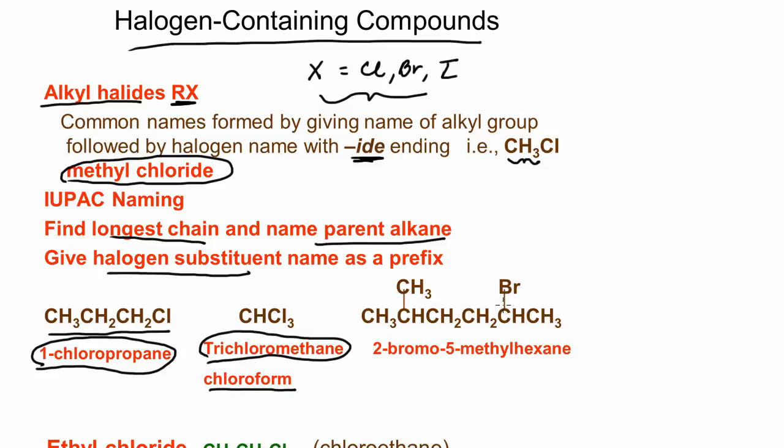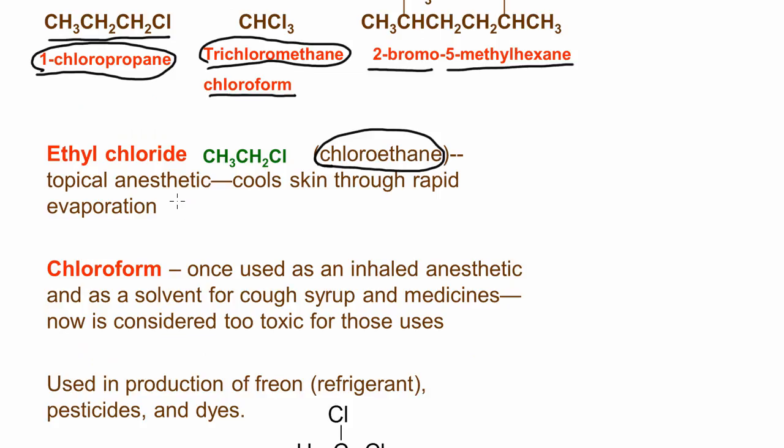Here we have one that's a little more complicated. So we would go ahead and start numbering, and we have 1, 2, 3, 4, 5, 6, and we have the bromine on carbon 2, the methyl group on carbon 5, so this would be a 2-bromo-5-methylhexane. Ethyl chloride is used as a topical anesthetic, and what it does is when you put that on your skin, it'll cool it through very rapid evaporation. So these are very volatile compounds.